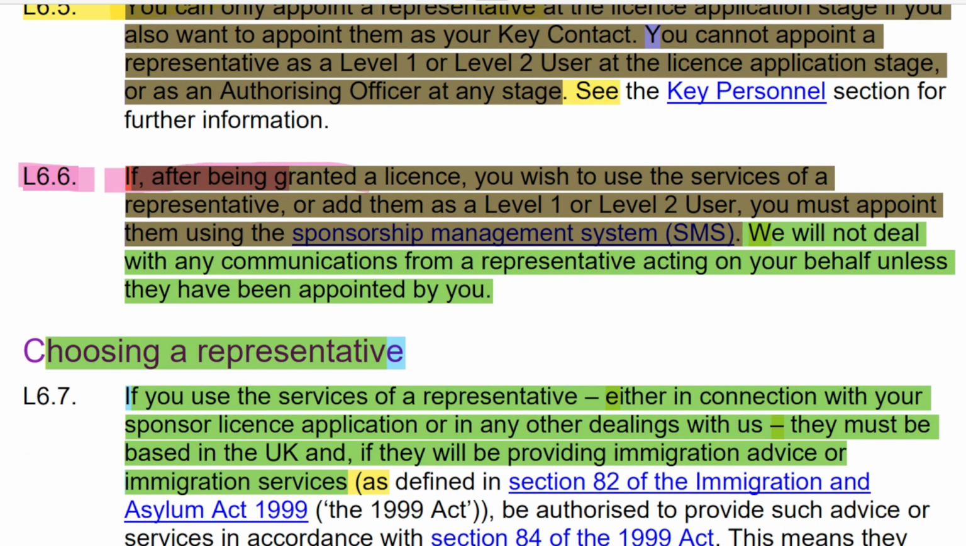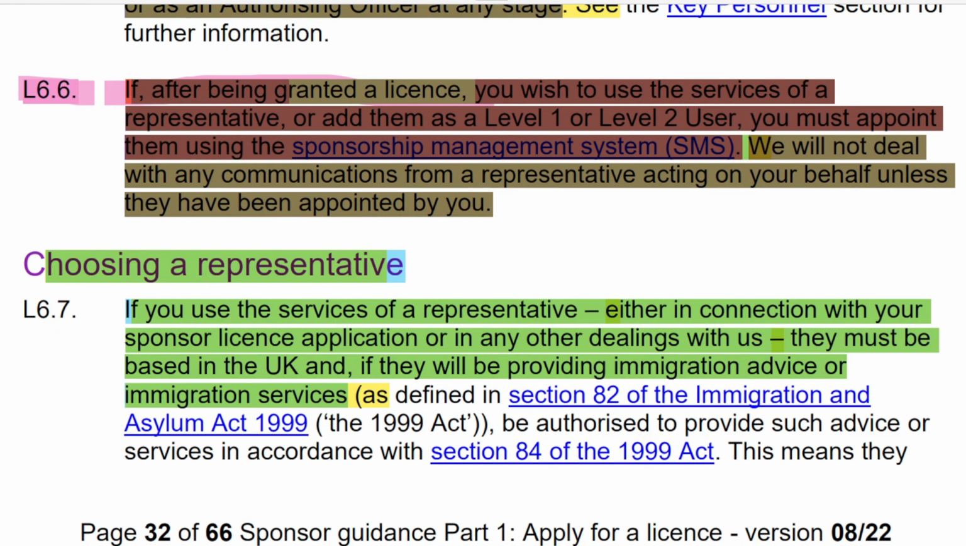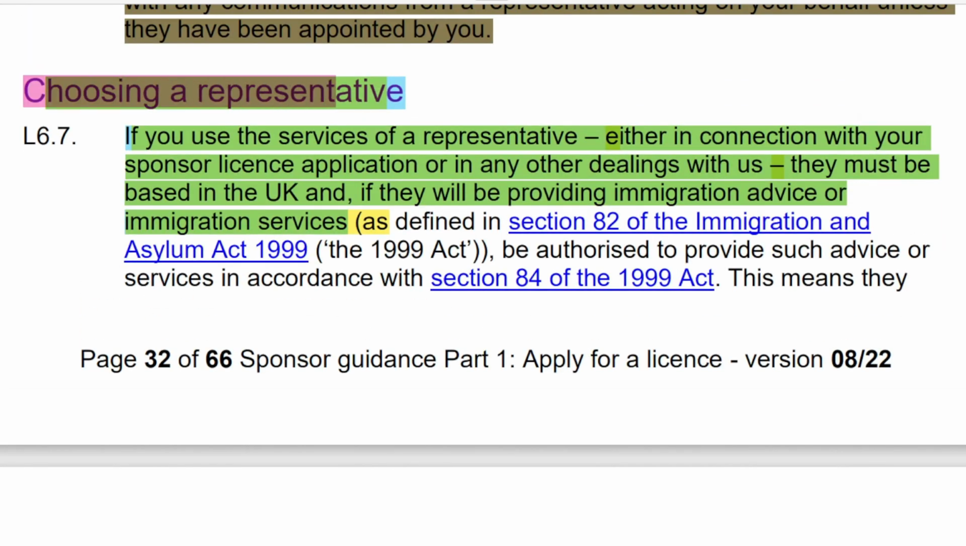L6.6. If after being granted a license, you wish to use the service of a representative or add them as a level 1 or level 2 user, you must appoint them using the sponsorship management system. So if you want to use a representative, you need to assign them and appoint them on the system as a level 1 user or level 2 user. We will not deal with any communication from a representative acting on your behalf unless they have been appointed by you. If you appoint them, only in that case the Home Office will communicate with them, otherwise they won't.